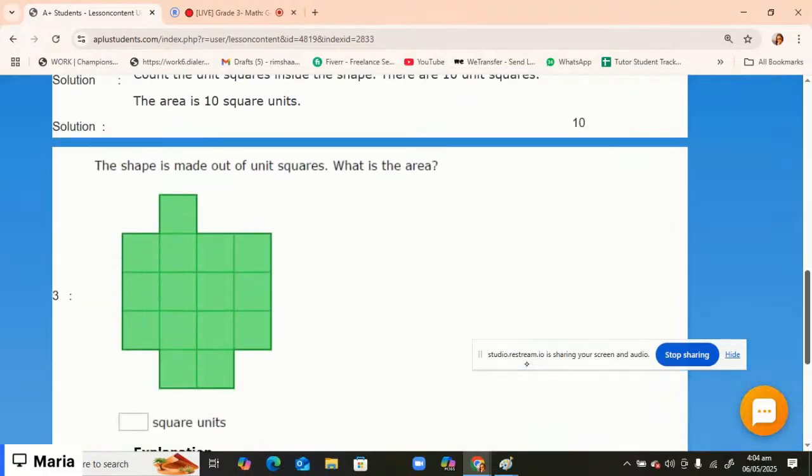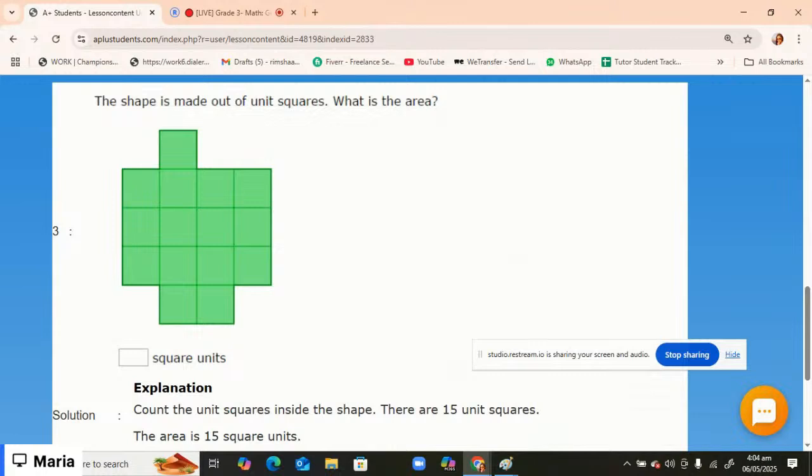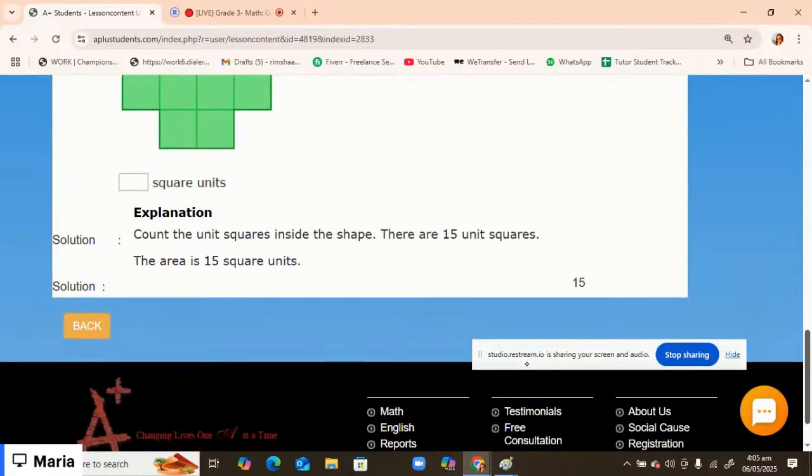Now you guys tell me the answer of this. The shape is made out of unit squares. What is the area? Count it all. How much is it? It's 1, 2, 3, 4, 5, 6, 7, 8, 9, 10, 11, 12, 13, 14, and 15. So this is a total of 15 square units.